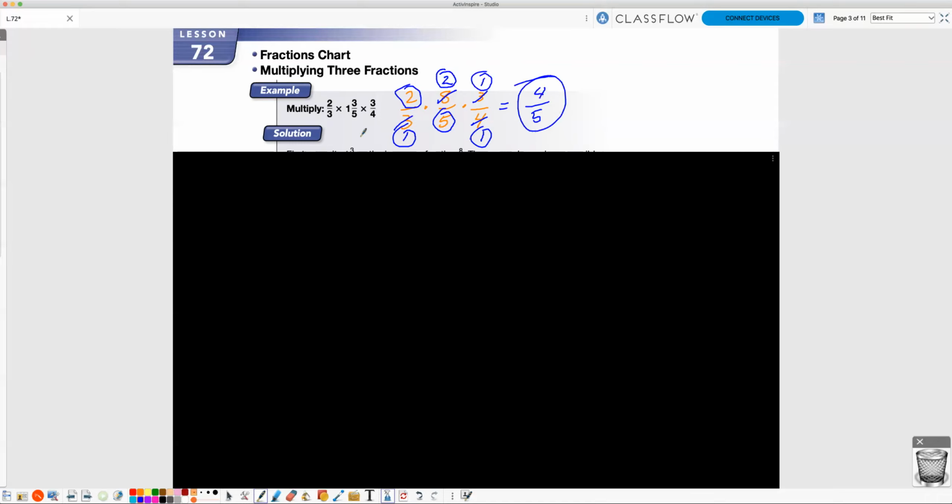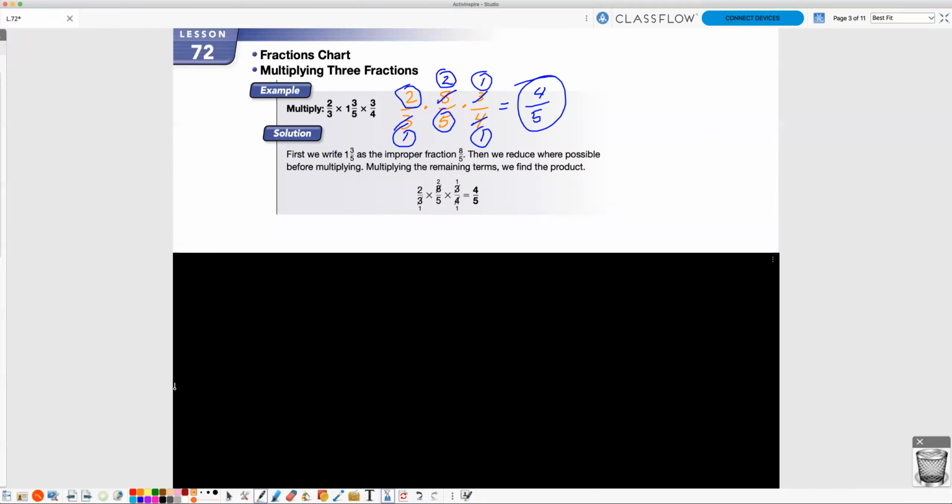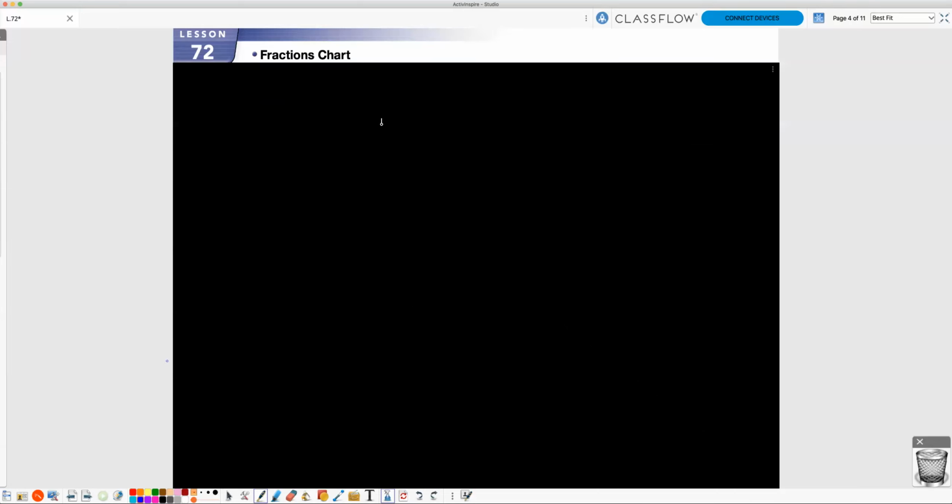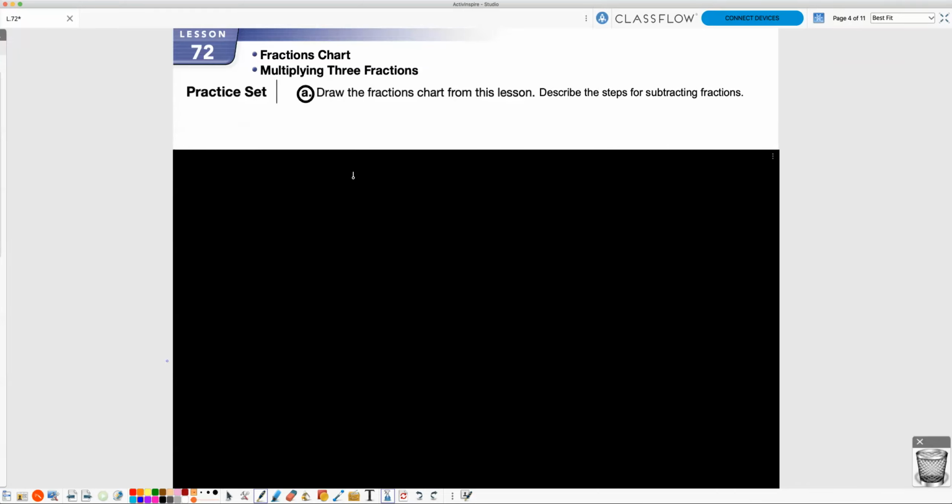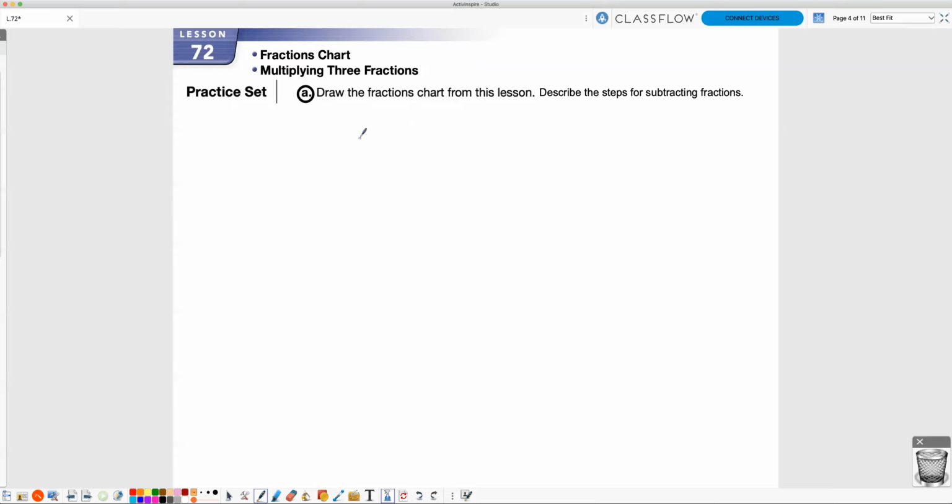So my final answer to 2/3 times 1 3/5 times 3/4 is 4/5. All right, draw the fraction chart from this lesson.